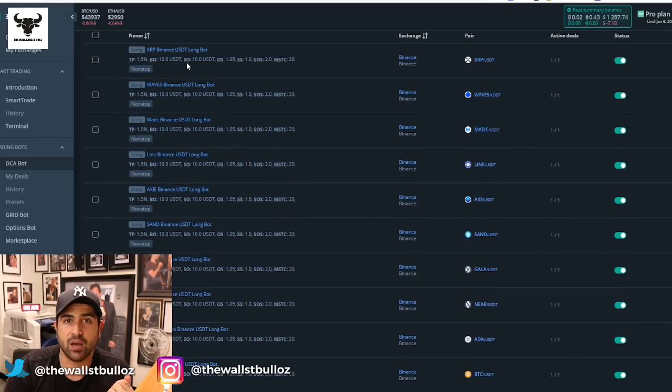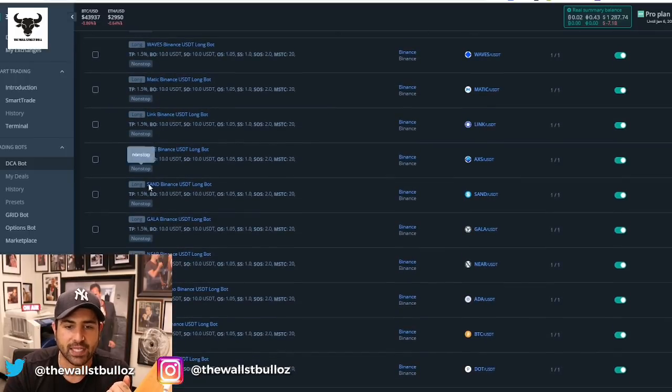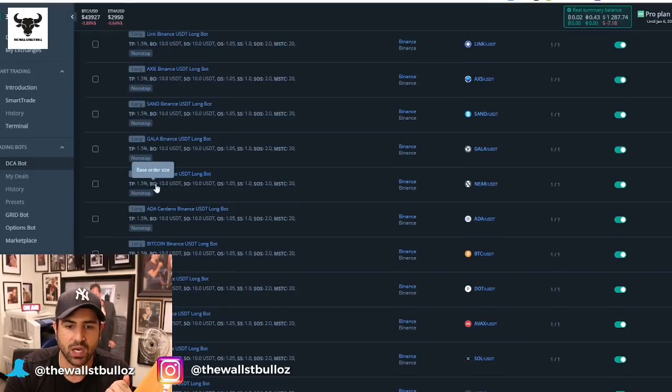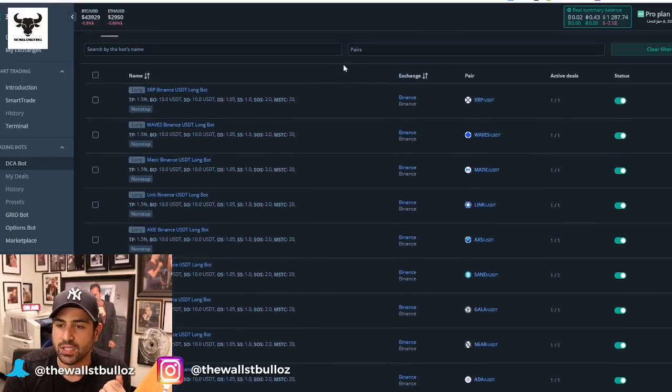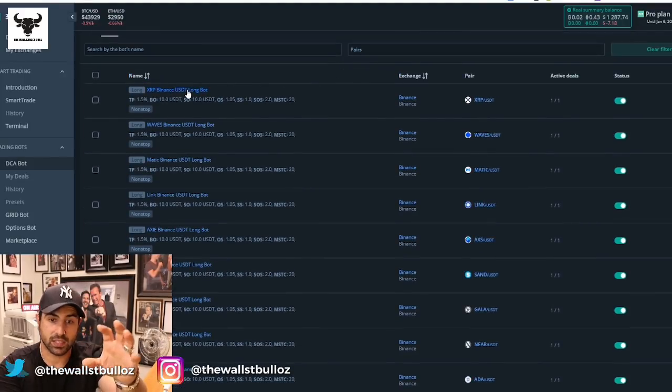Okay, so I've got XRP, Waves, Matic, Link, Axie Infinity, Sandbox, Gala as well, Near Protocol, Cardano, Bitcoin, Polkadot, AVAX, Solana, and Luna. So I've got all those deals set up at the moment. Literally, I just copied and pasted the same settings here.